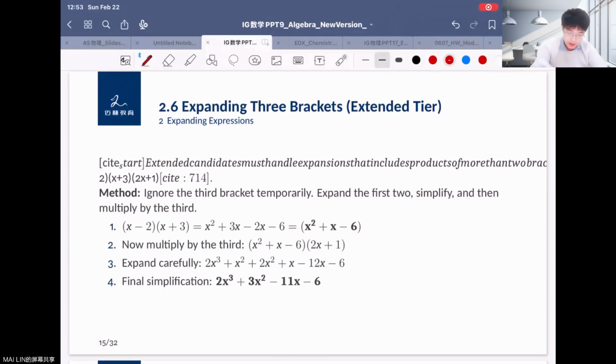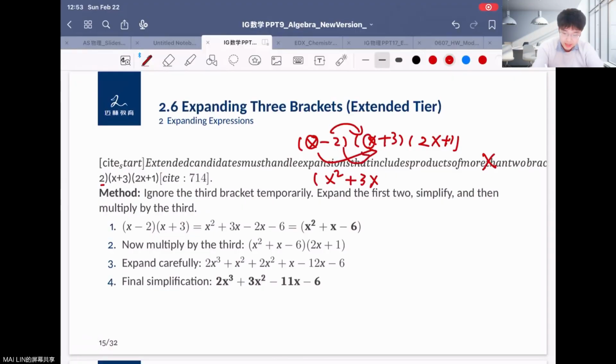And there are expanding three brackets examples. Here is x minus 2 times x plus 3 times 2x plus 1. First you can multiply x minus 2 with x plus 3. So x times x is x squared, and x times positive 3 is positive 3x. And then negative 2 times x is negative 2x, and negative 2 times 3 is negative 6. So the expression here is x squared plus x minus 6, then times 2x plus 1.